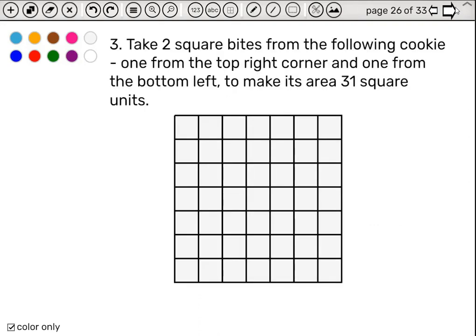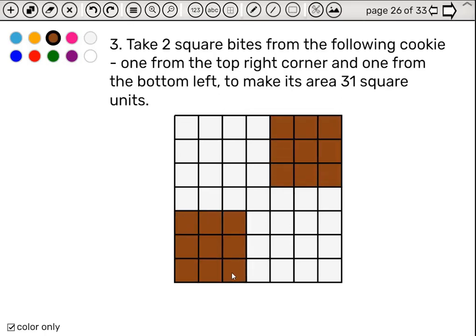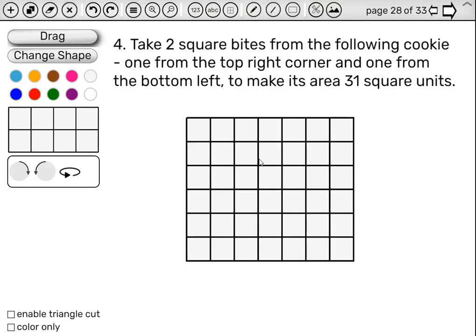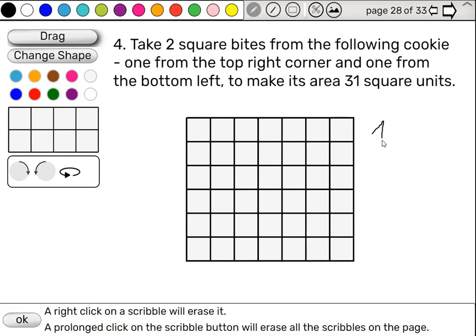And next, here we have 7 times 7, 49. The difference between 49 and 31 is 18, and we can get 18 with 2 squares of 9. Let's see the solution and continue. Here the rectangle is 6 by 7, so we have an area of 42. So we must subtract 11 to move down to 31. The square numbers less than 11 that we can work with are 1, 4, and 9.